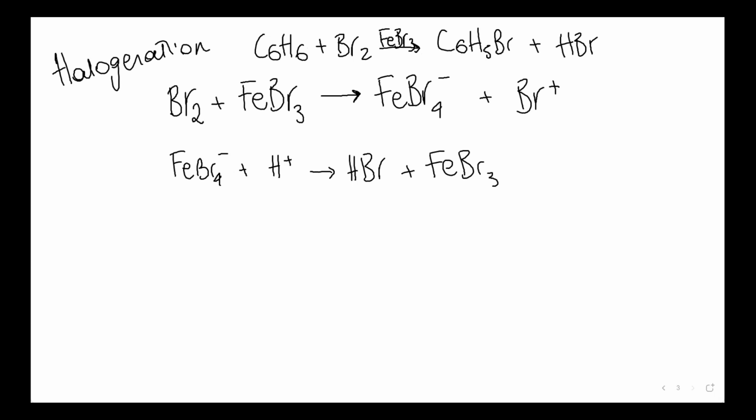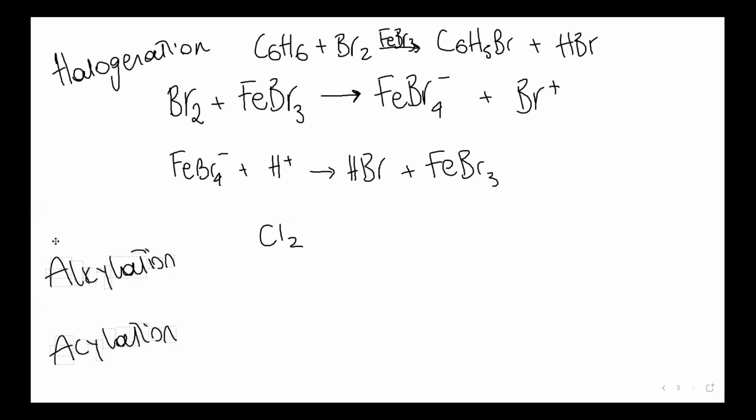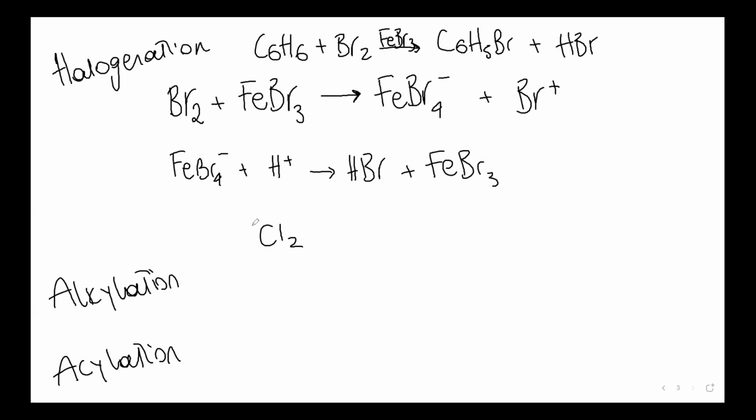So the other type of halogenation is with chlorine. But we have not only halogenation with chlorine, but also two others that have a common catalyst: alkylation and acylation. So halogenation would be chlorine. Alkylation would be adding an alkyl group, and an alkyl group is just a carbon chain.